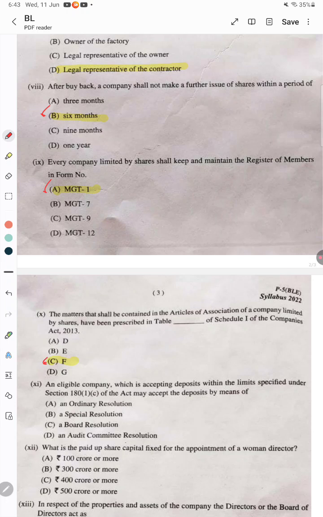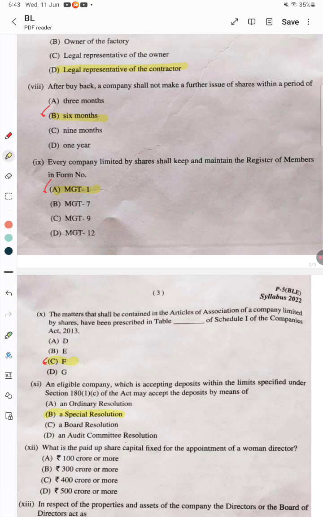Question number 11. An eligible company which is accepting deposits within the limit specified under section 180(1)(c) of the Act may accept the deposit by means of. Actually, any eligible company accepting deposits should be approved by a special resolution in the general meeting. So, special resolution is a must. So, B is the correct answer. Yes, special resolution.